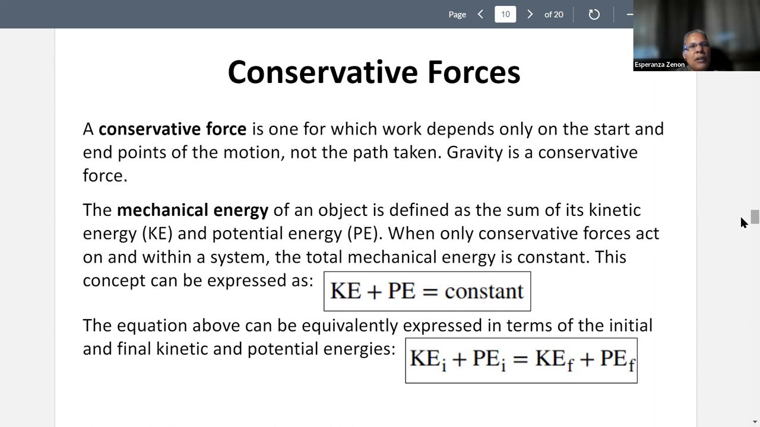That's important, because when you deal with that type of system, you don't have to worry about the path that you choose. You only have to focus on the endpoints of the motion. You only have to look at where the object started and where it stopped, and that will help you determine the amount of work being done. That's because the only force that you're working against is gravity. Gravity is a conservative force, meaning that when you do work against gravity and store up potential energy, that energy is going to be conserved.